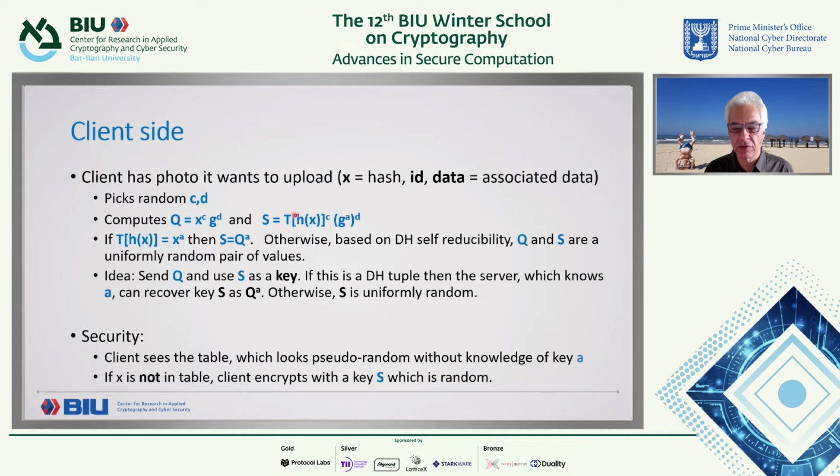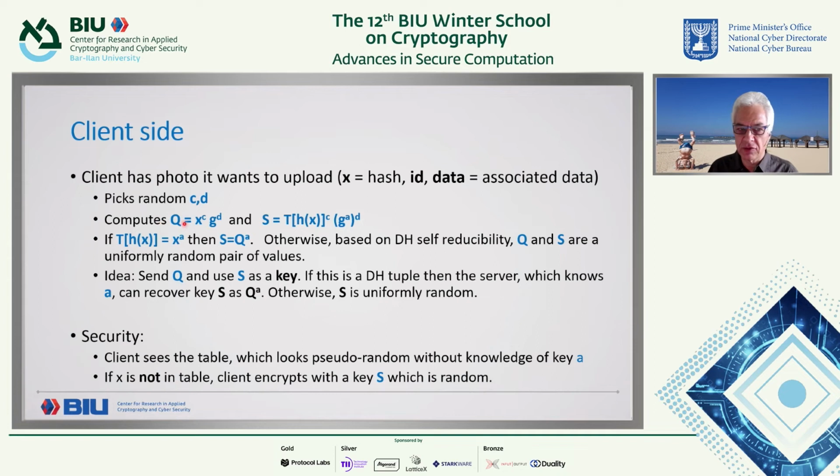Now, if this photo happened to be in the database sent by Apple, then what you have in the table here would be X to the power of A. This is how we constructed the table. In that case, it would be X to the power of AC, g to the power of AD. Basically, we started from a Diffie-Hellman tuple, and what we get is that S is Q to the power of A, because here you get X^AC, g^AD. Otherwise, if what you have in the table in this location is not X to the power of A, then this is completely random, based on the random self-reduction of Diffie-Hellman.